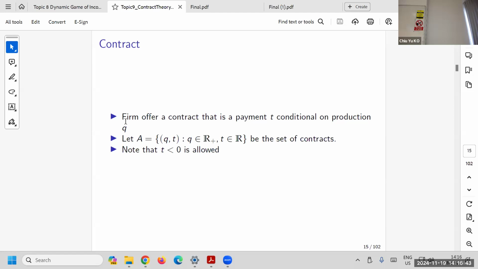And do note that this may not be a general thing, because sometimes you are not allowed to extract money from the agent, and it turns out this is an important restriction. If you put that in, the model will be very different. So later you will see whether you allow limited liability will be an important thing. But for the moment, I can extract as much as I want.